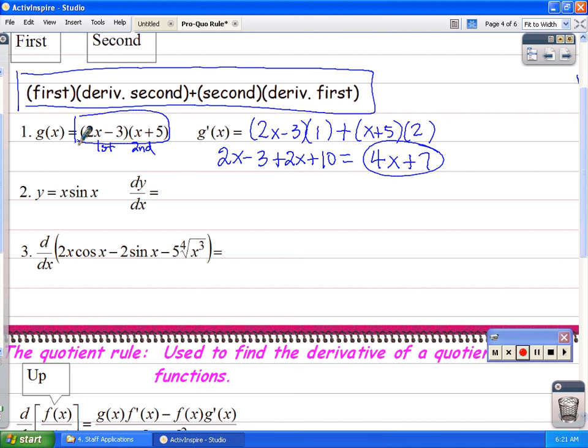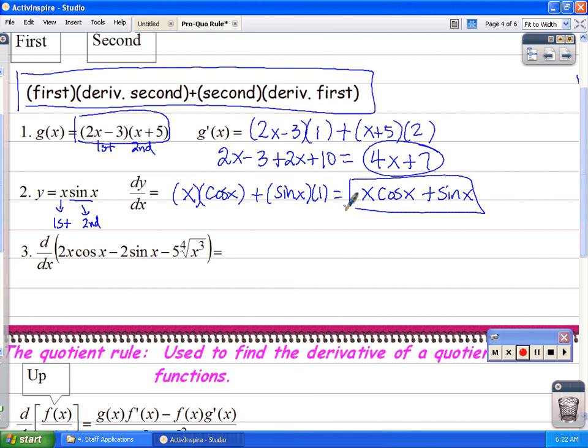Number 2, we have a product. Our first function in this case is x, and our second function in this case is sine x. So this is the multiplication of x times sine x. The derivative of this function would be the first function, x, times the derivative of the second. The derivative of sine is cosine, plus the second function, sine, times the derivative of the first function, which is just 1. And really pretty much all we can do. If we wanted to drop the parentheses, we could, but there's no terms that can be combined. This is the slope generator for this particular function. Not too hard.